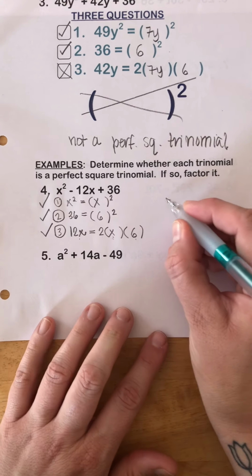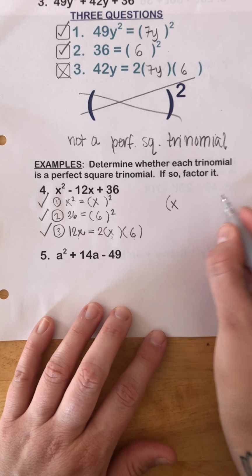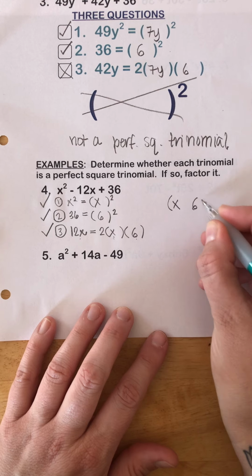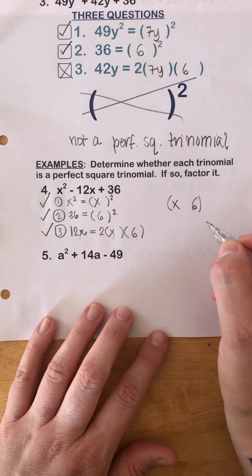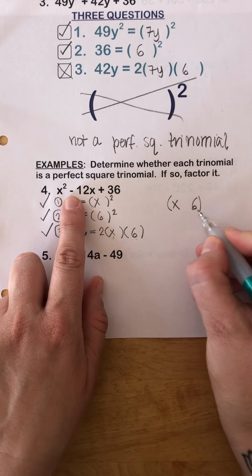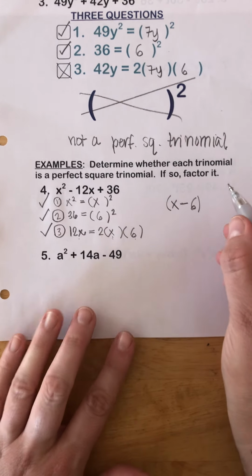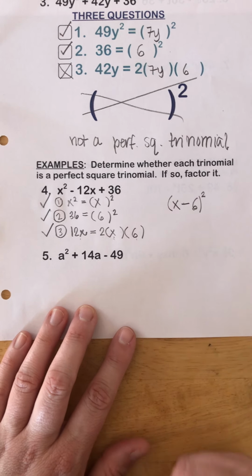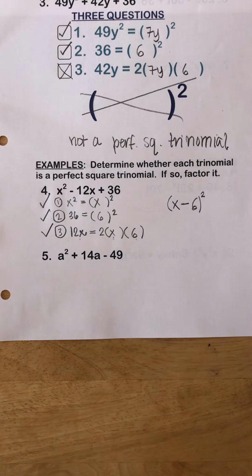So question number 1 tells you what's going to go in the front of your parentheses. Question number 2 tells you what's going to go at the back of your parentheses. The sign in the middle tells you your sign in the middle, and then don't forget you need to have it squared. Done.